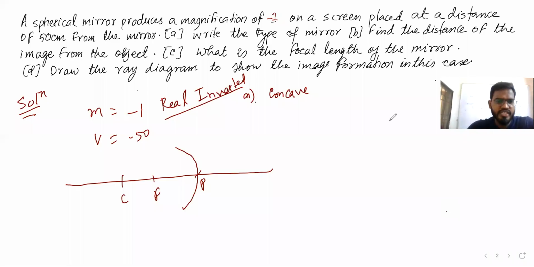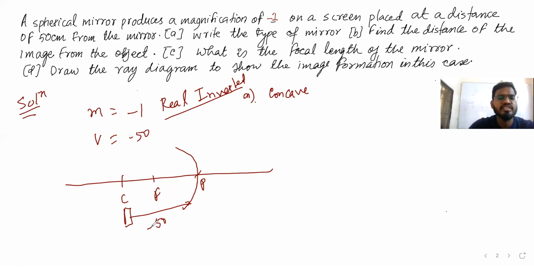Yeah, so we can say magnification is -1, so a real and inverted image, right? And then they told that the screen is placed 50 centimeter away, right? So we can say here that v is -50 centimeter. Real and inverted, so it will be in the same direction as the object, right? So we got -50. The first answer we got, that is a concave mirror.